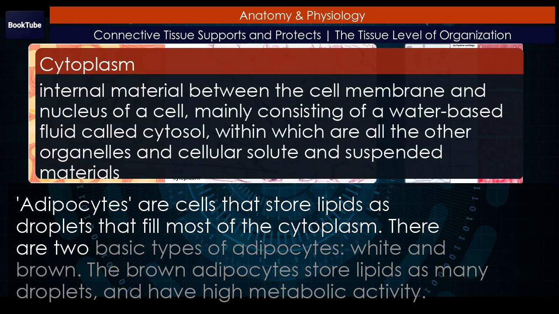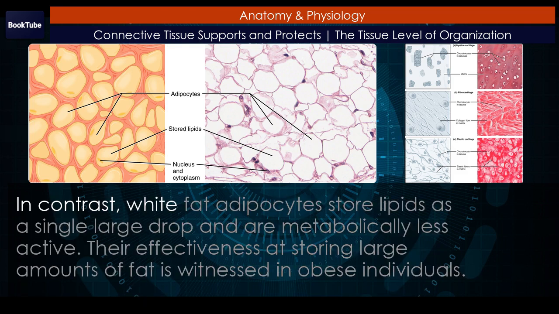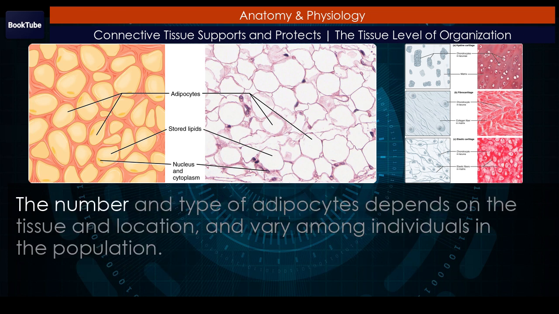There are two basic types of adipocytes, white and brown. The brown adipocytes store lipids as many droplets and have high metabolic activity. In contrast, white fat adipocytes store lipids as a single large drop and are metabolically less active. Their effectiveness at storing large amounts of fat is witnessed in obese individuals. The number and type of adipocytes depends on the tissue and location, and vary among individuals in the population.